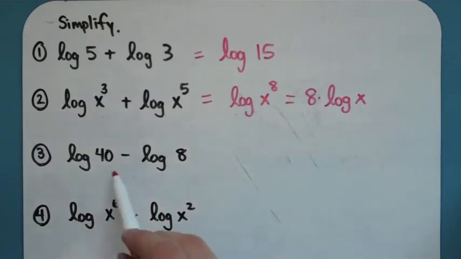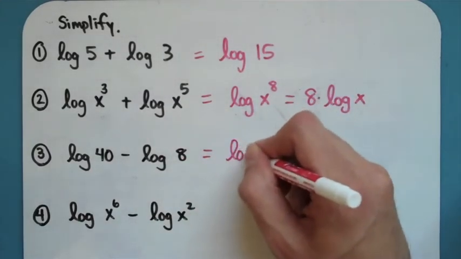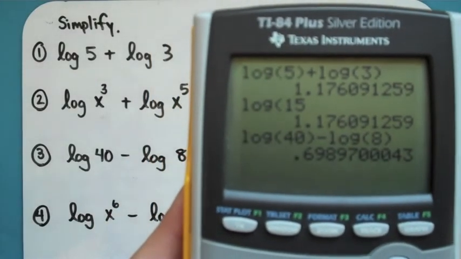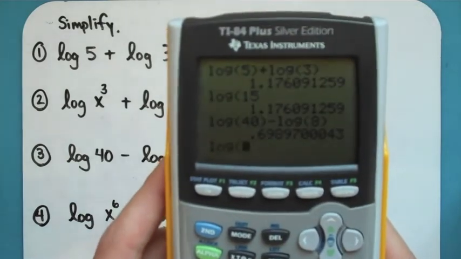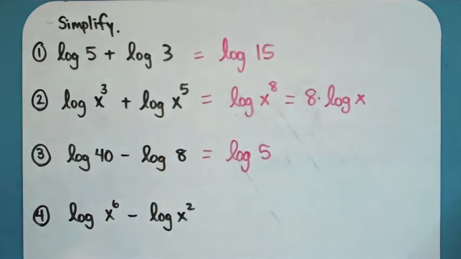My third problem here, I'm subtracting the logs, so I'm just going to divide the insides. 40 divided by 8 is 5. So this is the same thing as log 5, and I could show you in the calculator again real fast. If I do log 40 minus log 8, I end up getting this decimal right here. And if I do log 5, you can see that it is in fact a matching decimal.